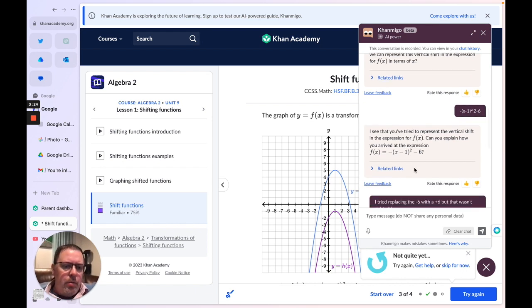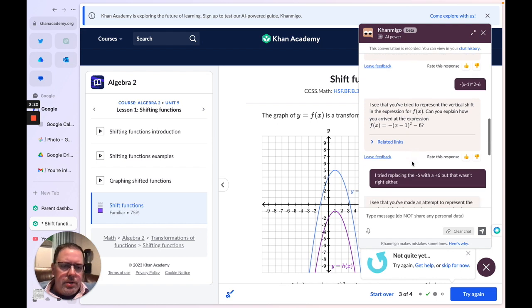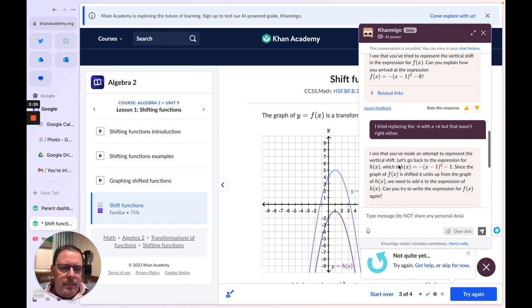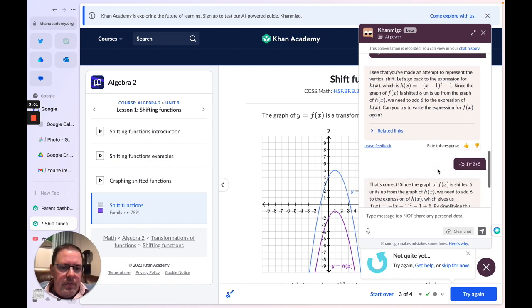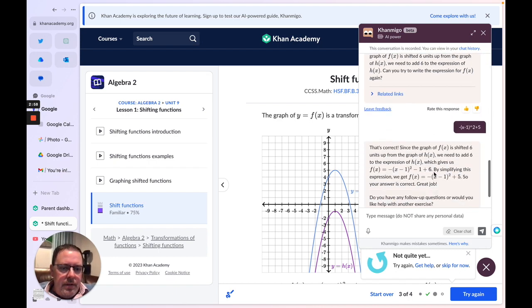Can you explain how you arrived at that expression? So good question. Yeah, and then I wasn't sure if the chatbot would follow me here. I said I tried replacing the -6 with a +6. That wasn't right either. So I see you've made an attempt to represent the vertical shift. Let's go back to the expression. And of course, with the -1 at the end, when you add 6, you should arrive at a +5.